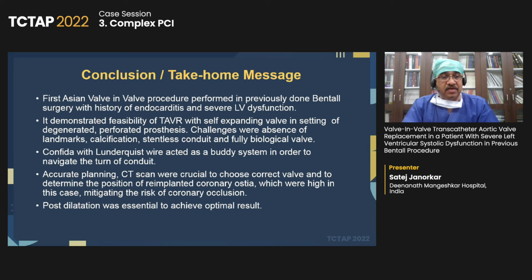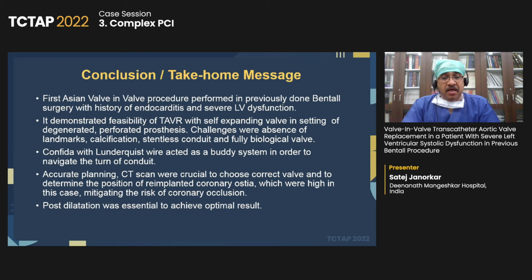Confida with Lundquist wire here acted as a buddy system. We passed Confida wire probably through the perforation, but at the same time we put both the wires in the left ventricle, and then we pushed the processes across the conduit, across the Bentall system. So it was better in order to navigate the turn of the conduit. It proved to be a good thing as a buddy system.